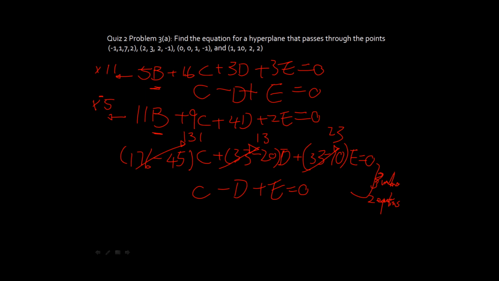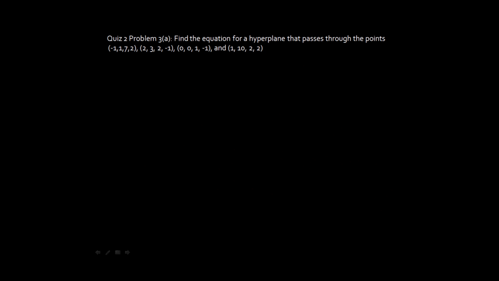All right, let's go to the next slide. So once again, I copy what I have from the previous slide, which is 131C, and then plus 13D, and then plus 23E. Right, and the next equation I have is C minus D, and then plus E equals to 0. Now, of course, this is similar. I have a system of linear equations with 3 unknowns and 2 equations.